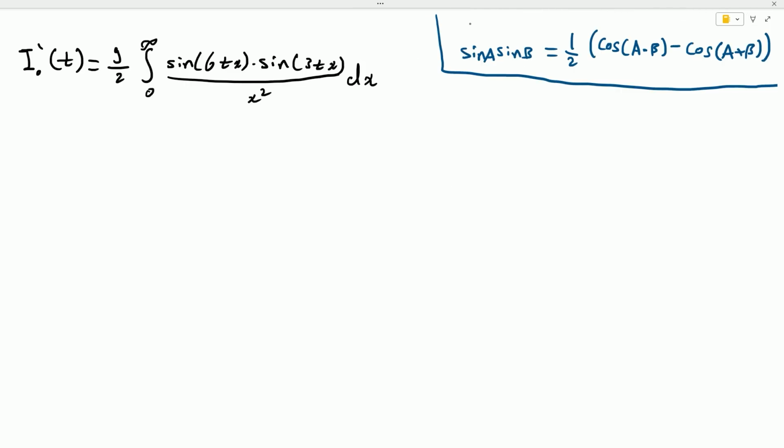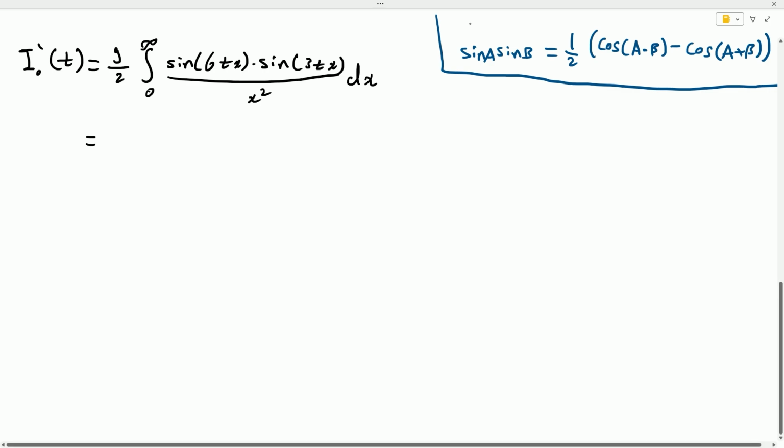Now, how do we continue from here? Well, now is a good time to recall some of our trigonometric formulas. Let's recall one of the product to sum formulas, which states that the sine of A multiplied by the sine of B is equal to half multiplied by the cosine of A minus B minus the cosine of A plus B.